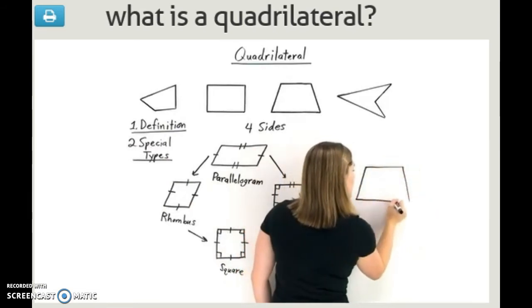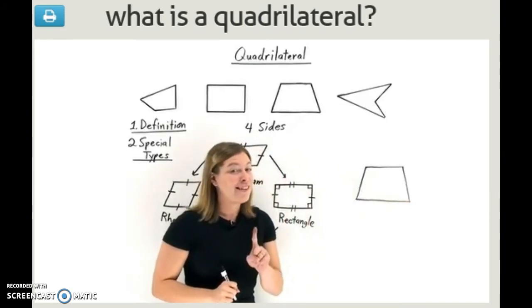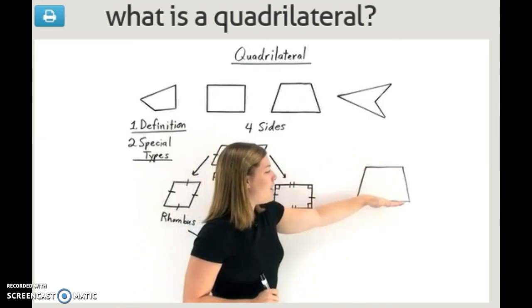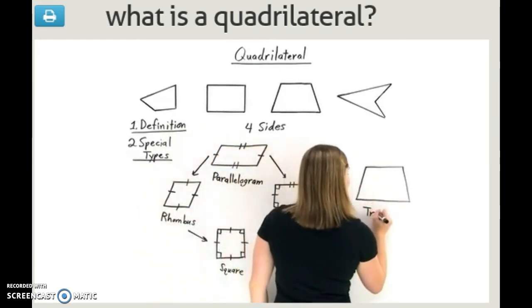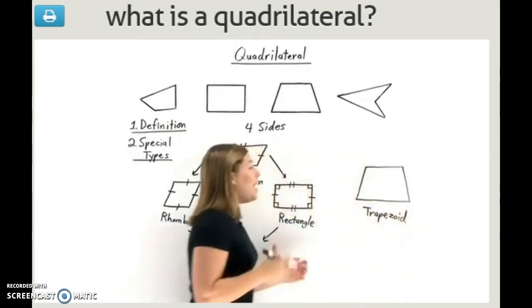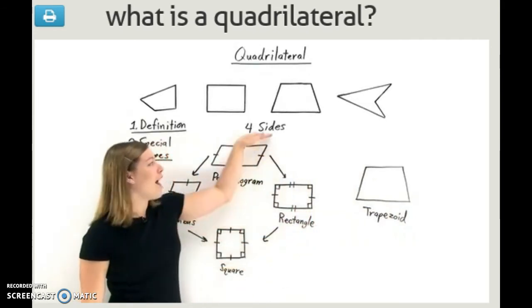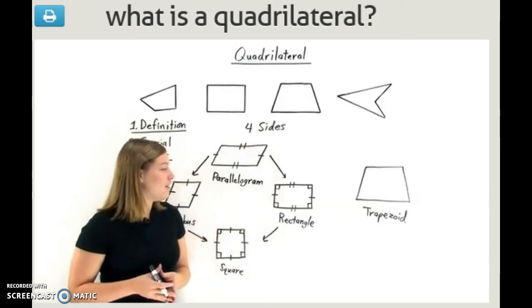This special quadrilateral has only 1 pair of parallel sides. Exactly 1. No more and no less. Here, these sides are parallel to one another. A figure that looks like this is a trapezoid. Now, all of these figures are quadrilaterals because they all have 4 sides. They're just different types of quadrilaterals.